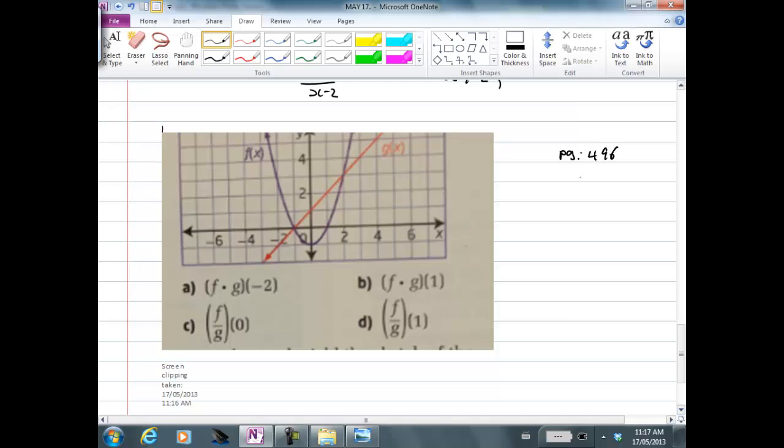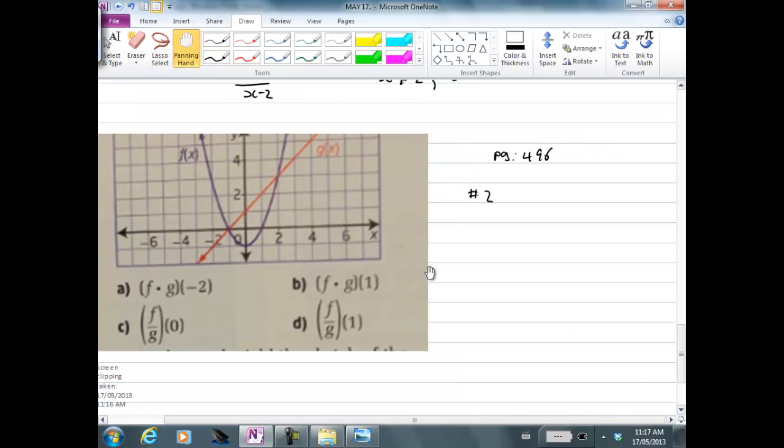So if you're interested, this is page 496, number 2. I want you to look at A. I want you to go ahead, graph A, and tell me what the new graph would look like. Actually, no, you don't have to graph it. Tell me what f times g of negative 2 equals. You can easily graph it. Just connect enough points. So let's draw a little grid right now. Let's look at 2A. Really, this says f of negative 2 times g of negative 2.